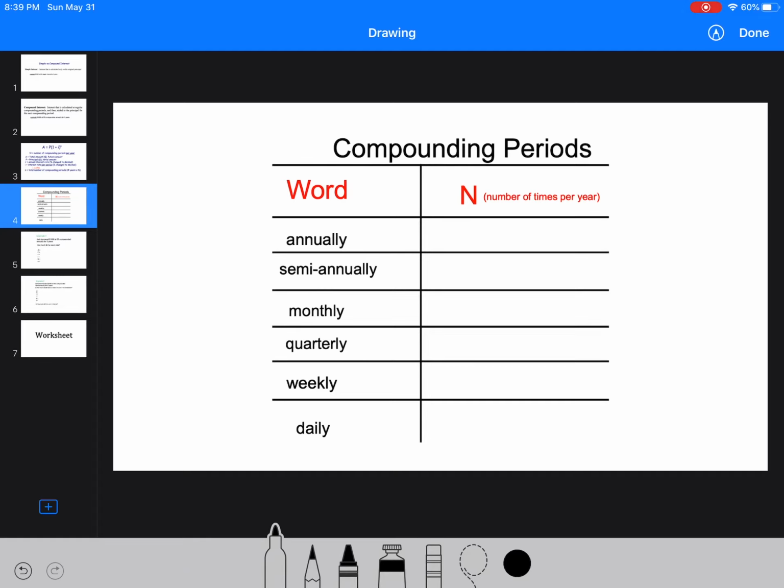Some important information is the compounding periods. We need to know that if it says annually, that's once per year. Semi-annually, twice. Monthly, 12. Quarterly, 4. Weekly, 52. And daily, 365. We pretend there are no leap years when we're doing this. Okay, so let's look at this.